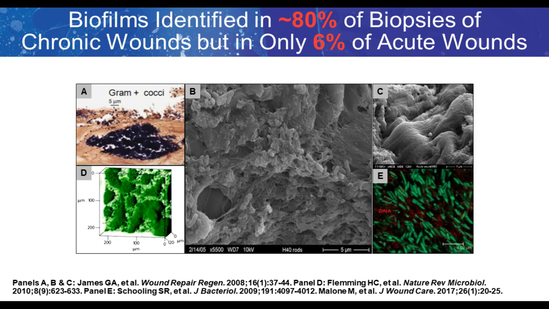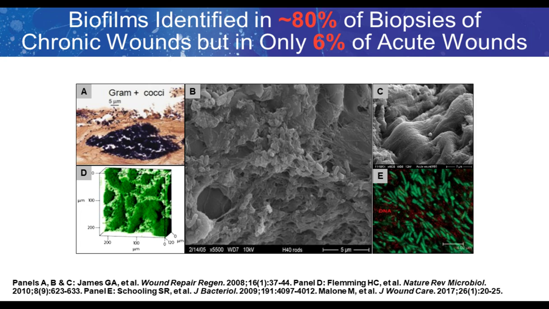So biofilms, what are they? What do they look like, and how common are they? Well, it turns out that they're very commonly found in most chronic skin wounds once the wound has really progressed to a static or extremely slow healing state. The initial meta-analysis that we'll look at in a little more detail by Matt Malone and colleagues indicated that biofilms can be identified in about 80% of the biopsies of chronic wounds, but only in a few percent of acute wounds.